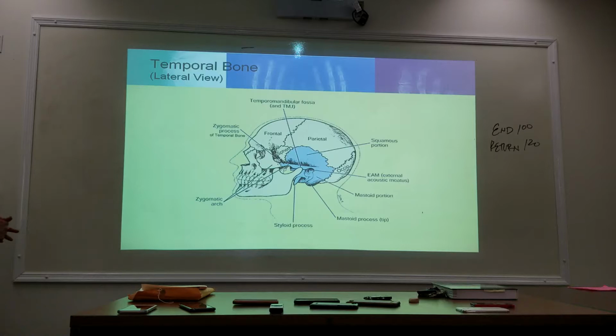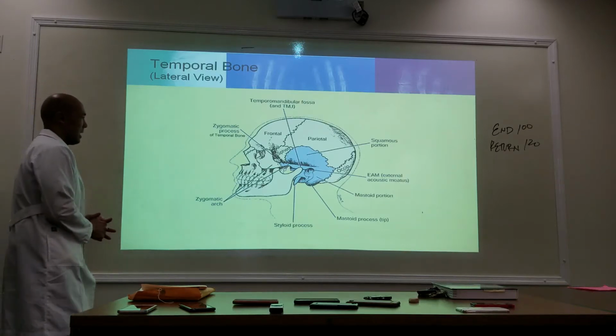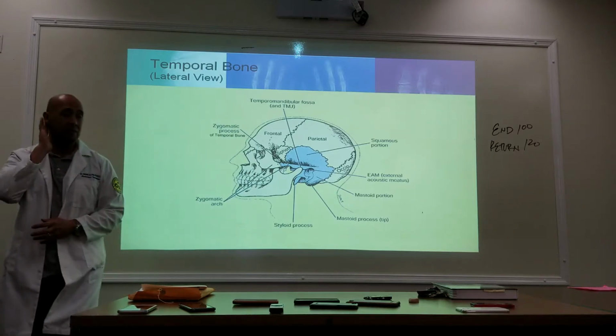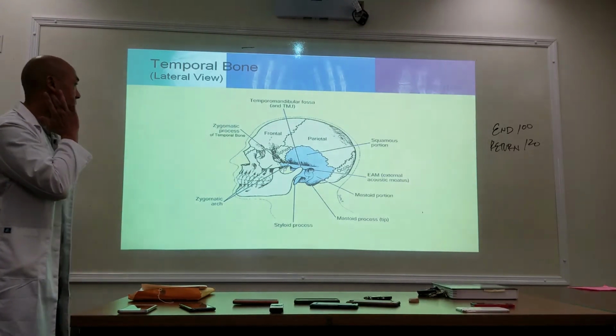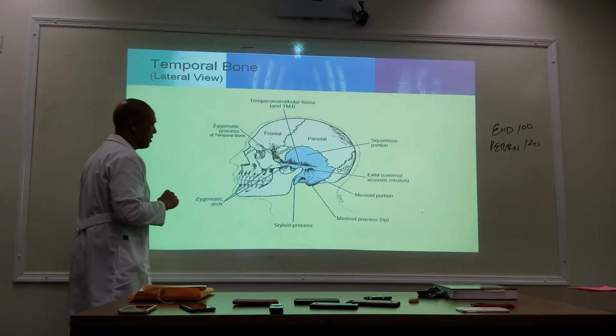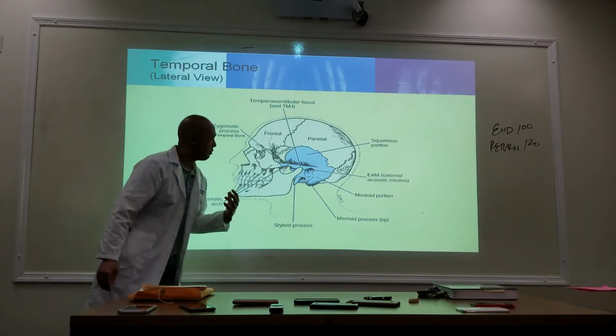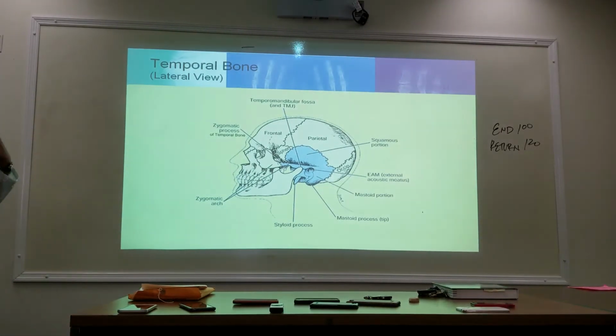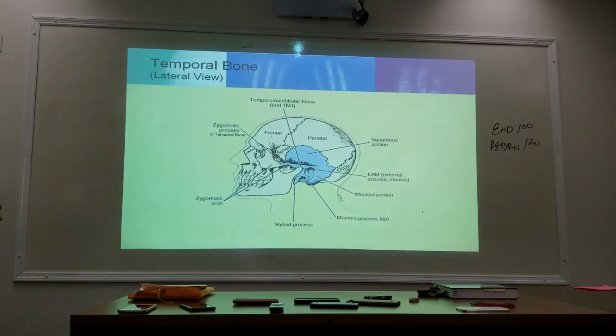Inferior, we have the styloid process. Right behind the styloid process is the mastoid process. And again, that's something that you can feel right underneath your ear. The mastoid portion of the temporal bone has air cells. Air cells is what helps keep your head light. So that's the mastoid portion.